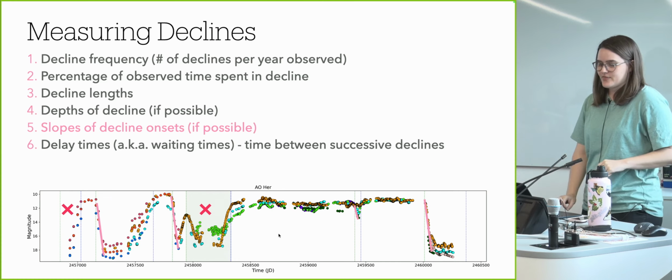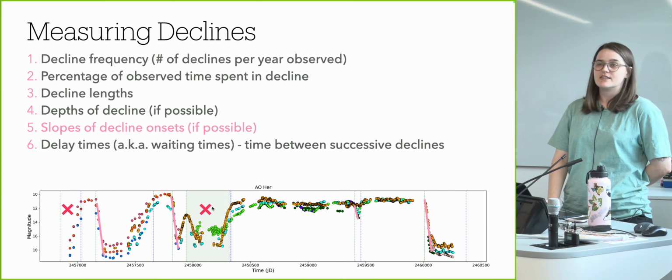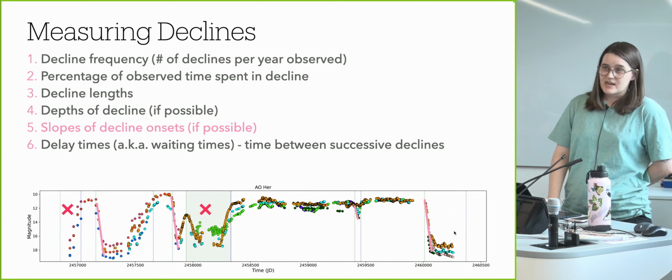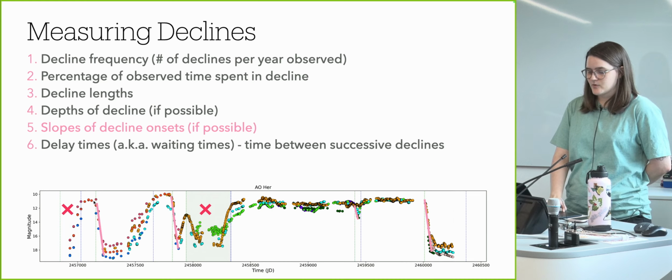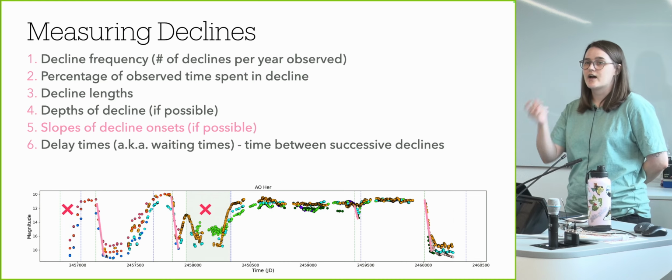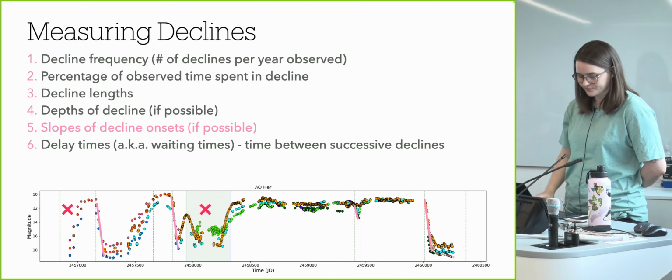We also want to know about the slope of the onset. So here that's this part down. Again, we don't measure the nested declines or anything where we don't measure the beginning. If we don't have the end, we'll still count the slope, because what we actually care about here is measuring the formation time scale of the dust. How fast is the dust forming before it's fully obscuring the star?